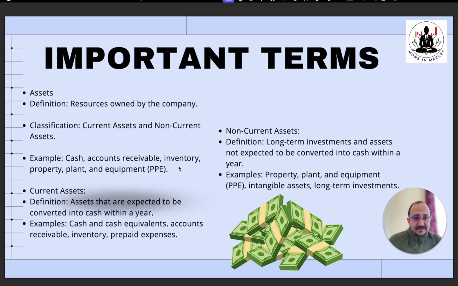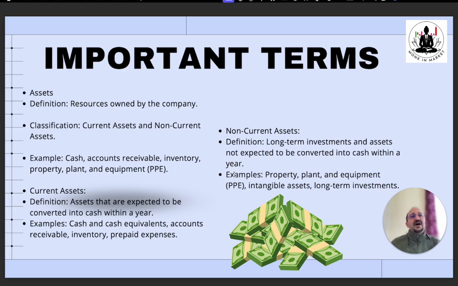Current assets are the assets which can be expected to be converted into cash within 1 year. So these are called current assets. Means the lifespan of these assets is within 1 year. I hope this is clear, right? It could be cash or cash equivalents. So these are quite liquid assets, which are cash or cash equivalents, right?